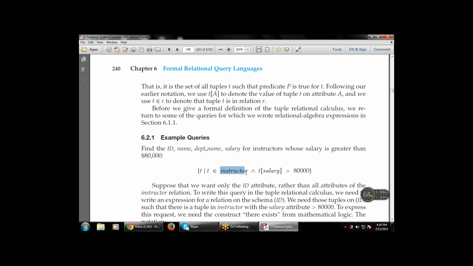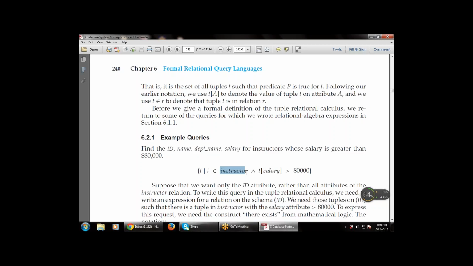So we are finding the ID, the name, the department name and the salary from the instructor table, but the condition is that the salary is greater than 80,000. Whatever the salary, it must be greater than 80,000.